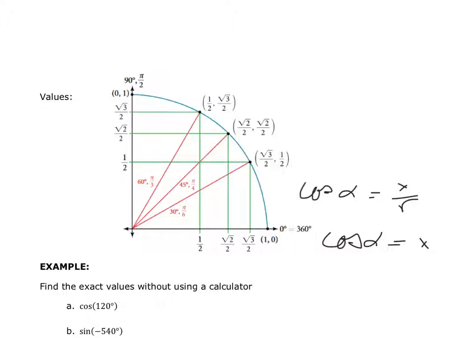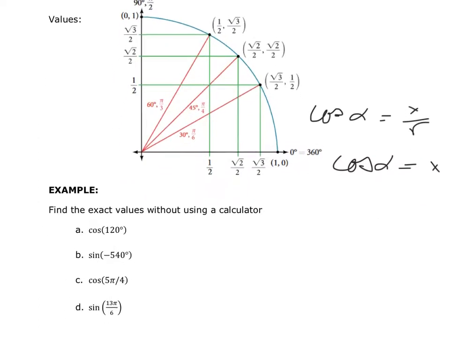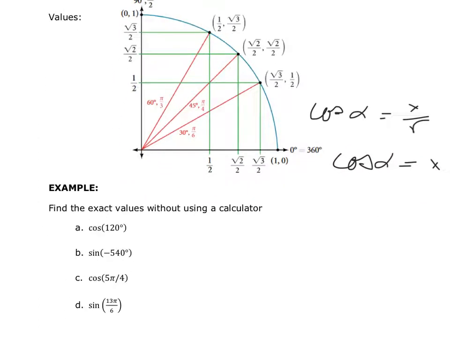So if I'm trying to find the cosine of 120 degrees, the first thing I'm going to do is determine which quadrant I'm in. Which quadrant is 120 degrees in? Quadrant 2. And that tells me that my cosine should be a negative number. So it should be negative some value. Because we are landing in quadrant 2, I know my cosine should be a negative number.